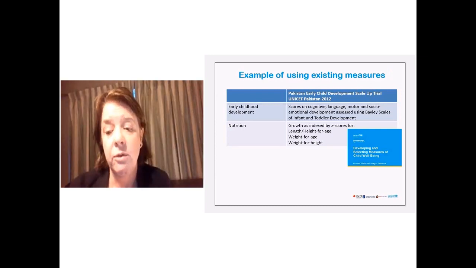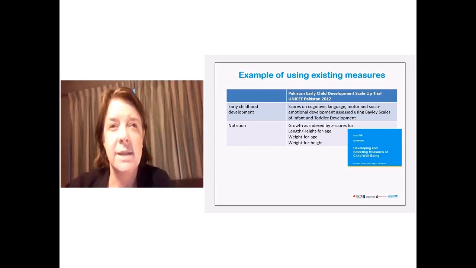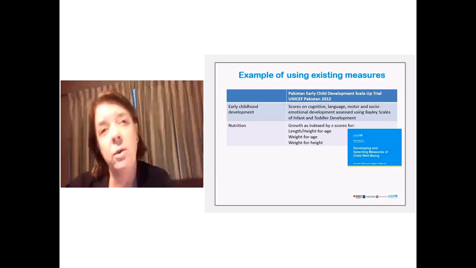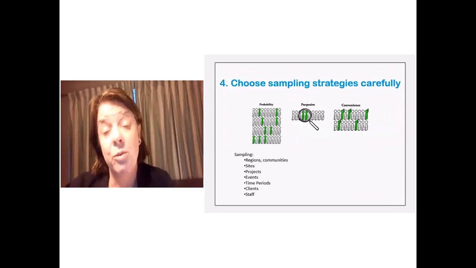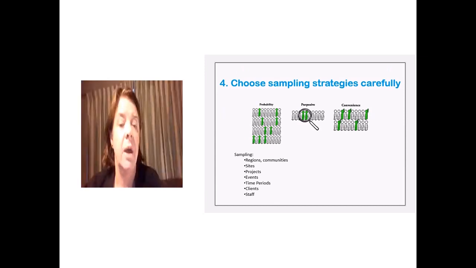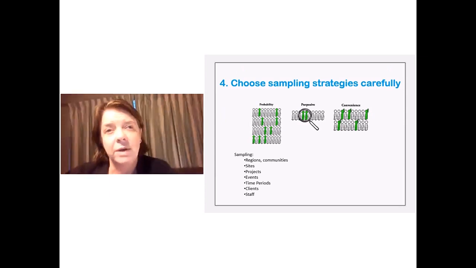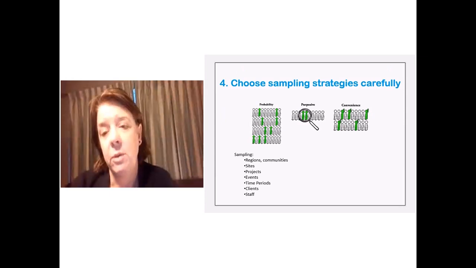The fourth recommendation is to be really focused on sampling. The sampling could be about which regions or communities you look at, or which sites. If you're looking across a whole program, it might be which projects do we look at, which events, which time periods, which clients or intended beneficiaries, and which staff. So if you're going to interview people, who are you going to speak with? If you're going to look at some cases, which ones are you going to look at? If you're going to go back through records, which time period? And to be really, really careful about this.